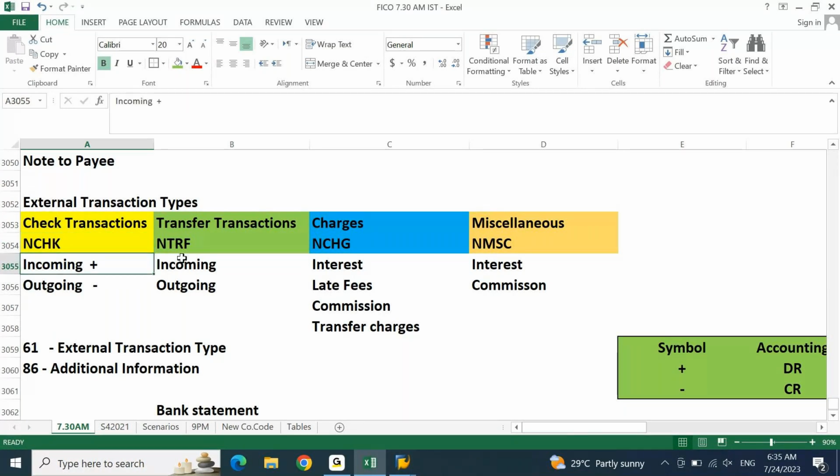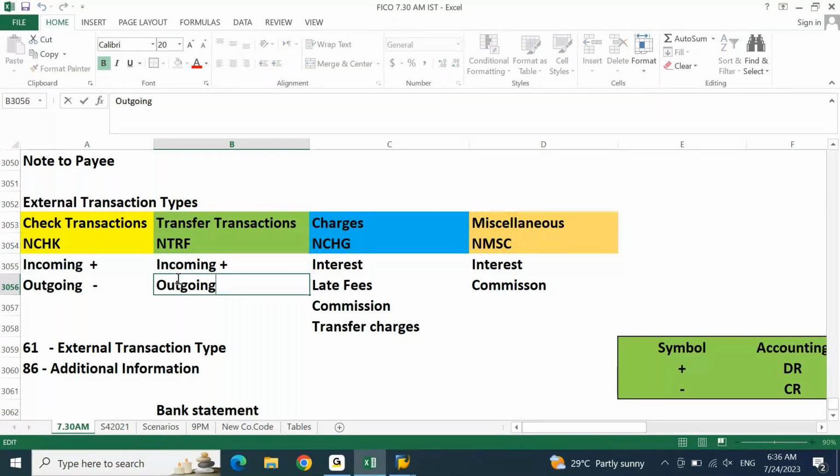Now for one NCHK, you have plus, you have minus. In your manual BRS, for every transaction type, we are assigning one posting rule. But in electronic bank reconciliation statement, every external transaction type will have two posting rules. When I say NCHK plus, it means the posting rule for check incoming, NCHK minus means the posting rule for check outgoing. Similarly, NTRF plus, let me put plus here and I'll put minus here. NTRF plus is a transfer incoming posting rule. NTRF minus is a transfer outgoing posting rule.